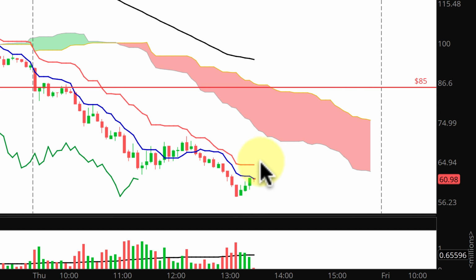Once market action gets above the red line, we're going to be looking to see if the blue line can get above the red line. Then we'll be seeing if market action can get to the bottom of the cloud, then to the top of the cloud, then to our resistance line at 85, and then above the 200-period simple moving average here on the 5-minute, which is at approximately $93 at this time.